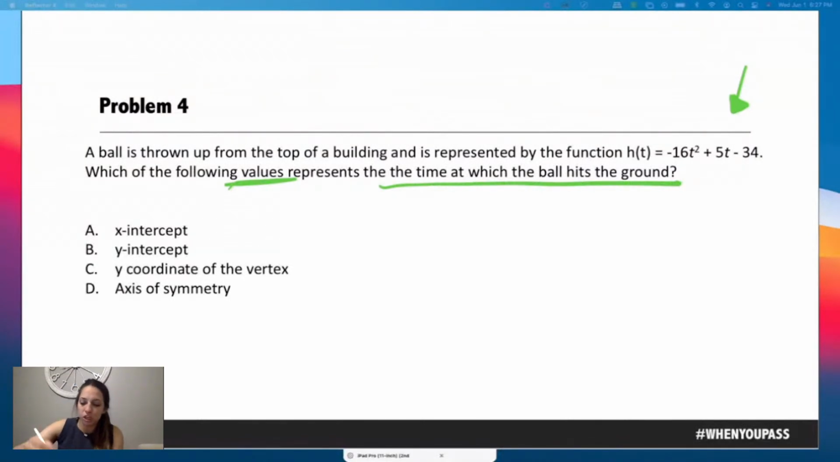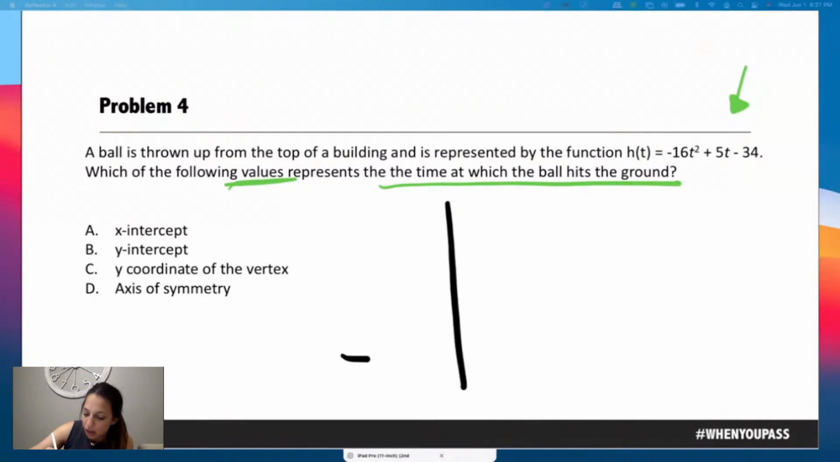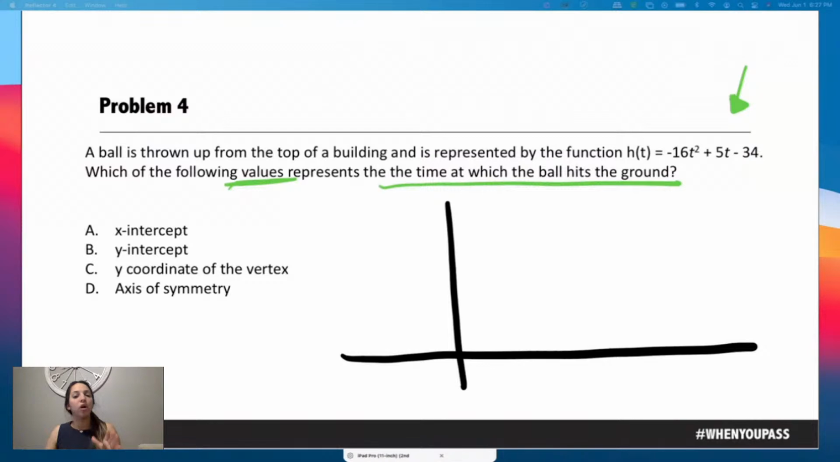So here's what we're going to do. We're going to draw our picture. I've got a coordinate graph, and I really gave myself way more room in the first quadrant than I did in the second, third, and fourth.